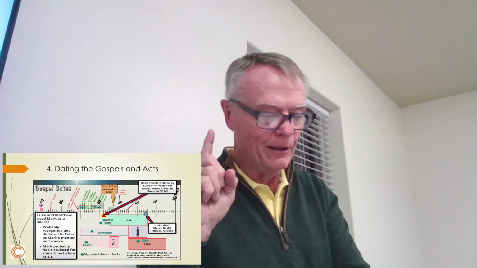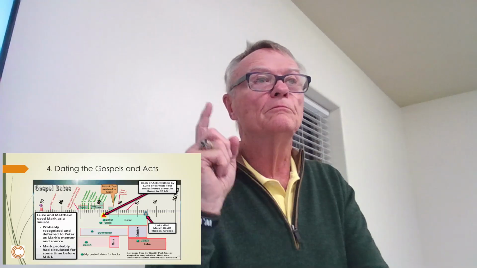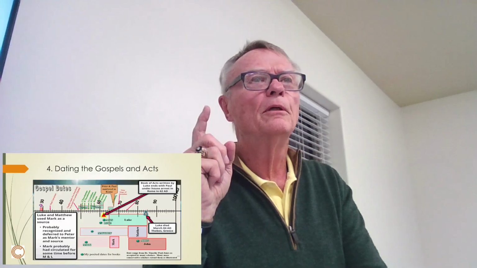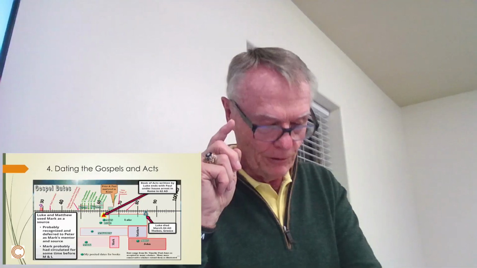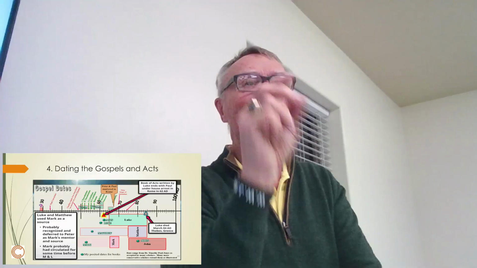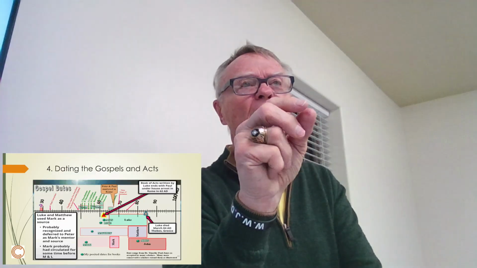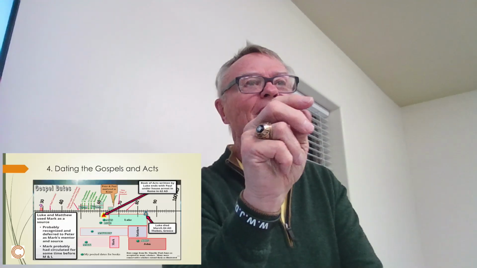But there's a couple of things that are even more important. Here's the first point: silence about later events. The fall of Jerusalem was never mentioned. Exactly. So it had to be prior to that. That's a very good point. Nero and all that stuff happened as well. It had to have been prior to that.